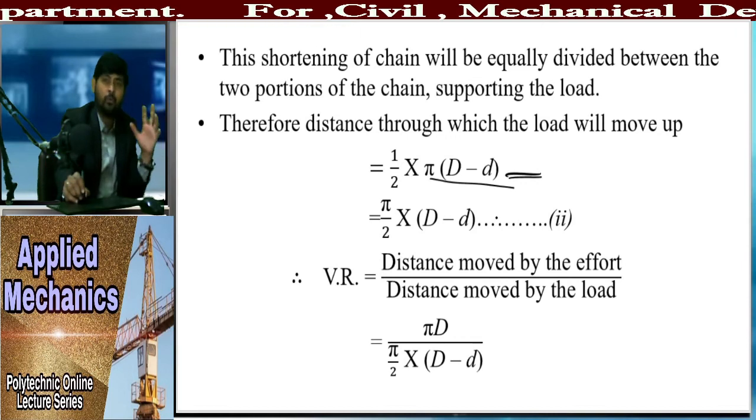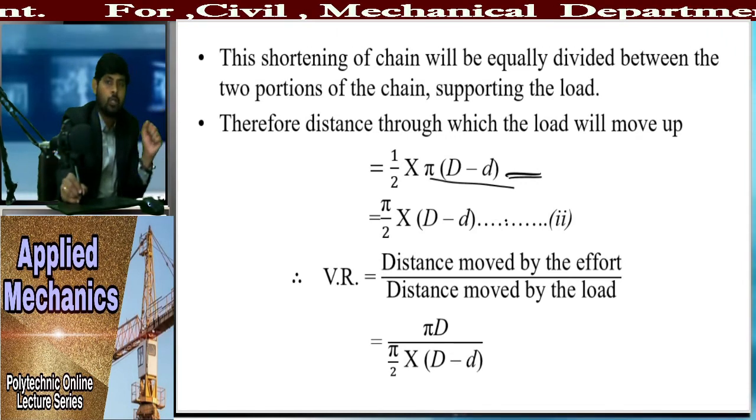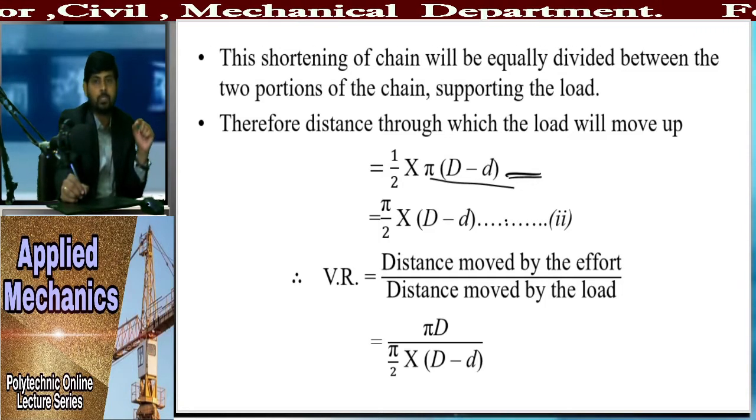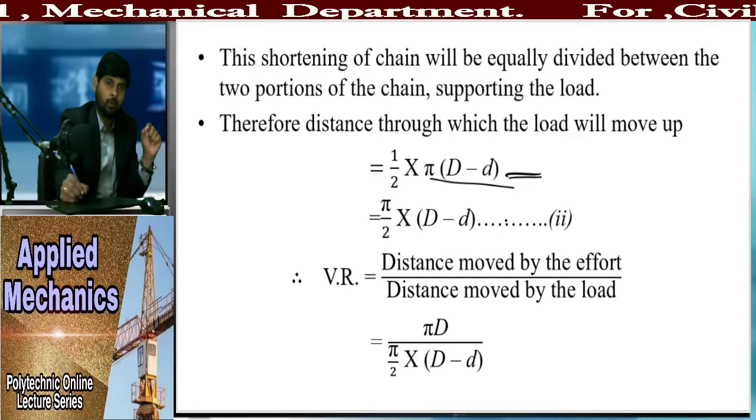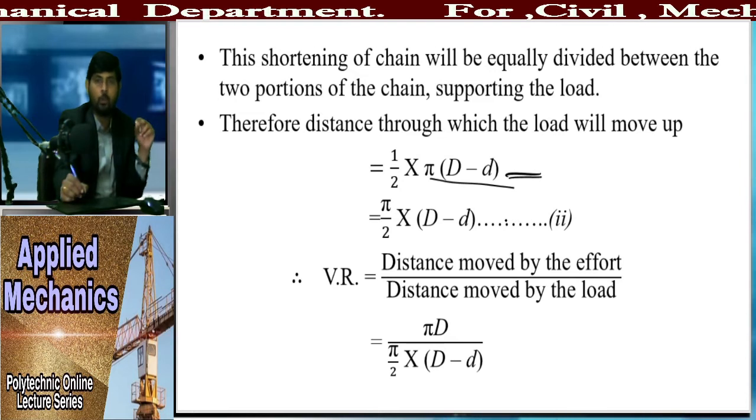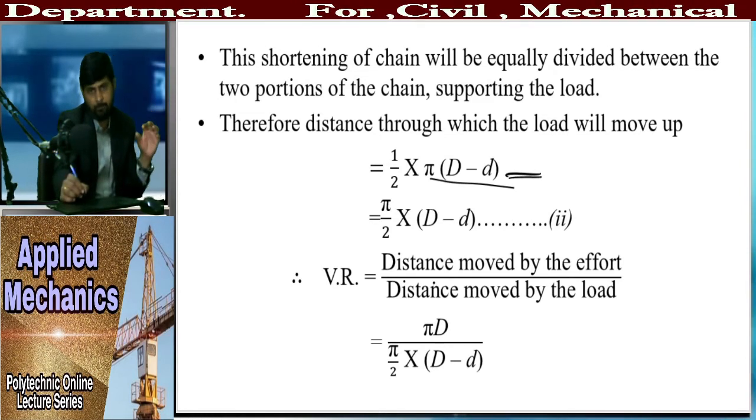Now why are we doing all this? Because we have to find out the velocity ratio of the Weston differential pulley block. In every machine, we have to find out the velocity ratio of that machine.